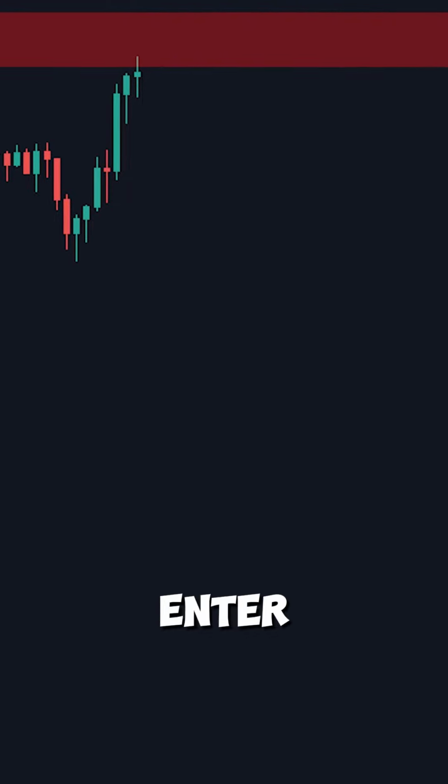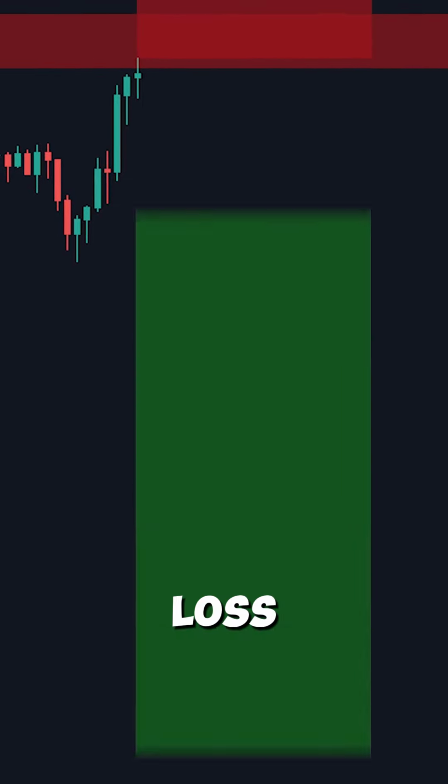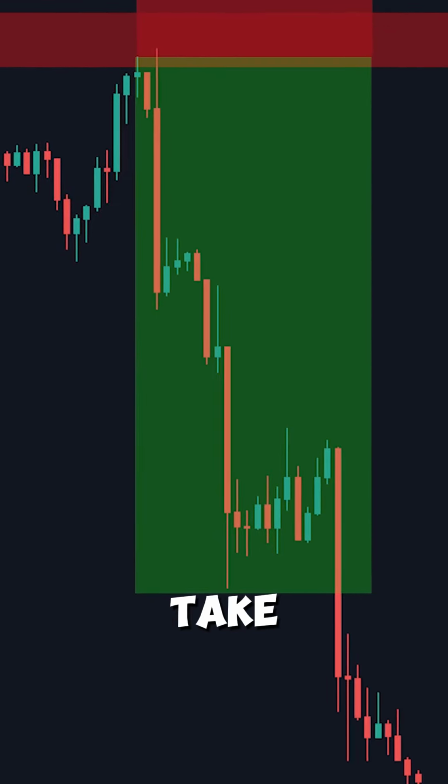Wait for price to re-enter this area, enter here, set your stop loss right above the area, and set your take profit to a recent low.